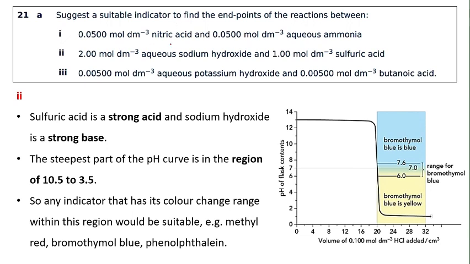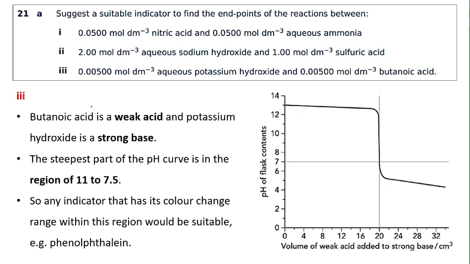Part B. In part B, we have aqueous sodium hydroxide and sulfuric acid. Sodium hydroxide is a strong base and sulfuric acid is a strong acid. So both are strong. We have already done this. When we have a strong acid and a strong base, the pH range is 3.5 to 10.5. So the four indicators we have already decided will all be good indicators for strong acid and strong base.